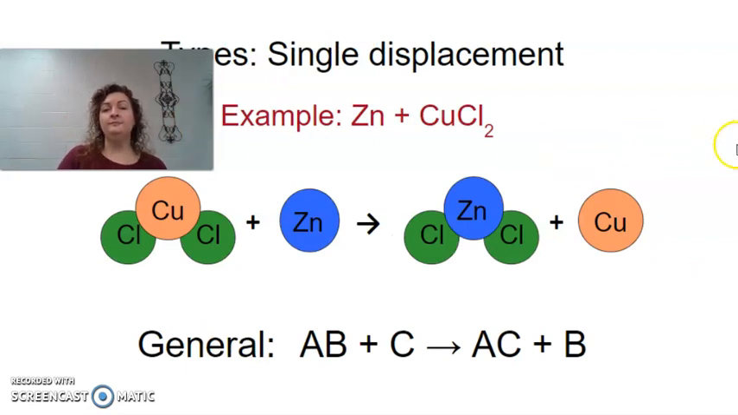Single replacement, it's called single replacement or single displacement. It can be worded either way, so just know that for a test or a quiz, you guys. In this case, we're starting with copper chloride over here. This is a compound, and we have zinc being added to it. Now, what we're doing here is we're going to replace the copper with the zinc, and you can see that over here on our product side. So we end up with zinc now being in a compound with chlorine and copper out by itself. So we successfully replaced one of the elements to form a new compound.